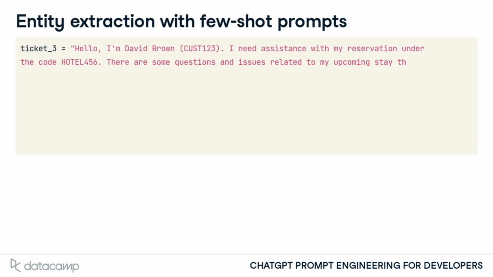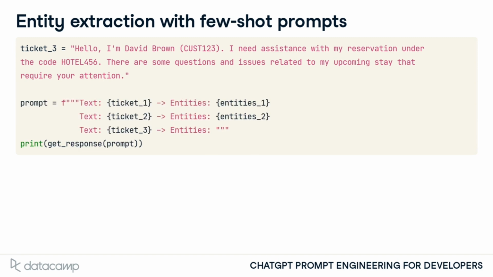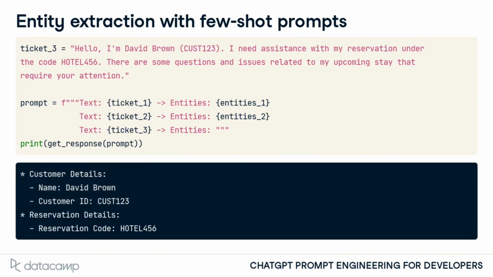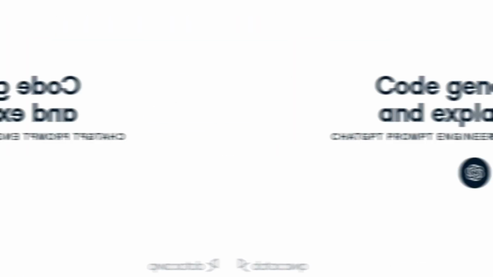Suppose we have this new ticket, ticket 3, from a customer named David and want to extract its entities in the same way as the previous 2 tickets. We formulate a few-shot prompt containing the example tickets, their extracted entities, and the new ticket. The model extracts the entities from ticket 3, following a similar structure to the provided examples and capturing new sub-entities such as the customer ID.